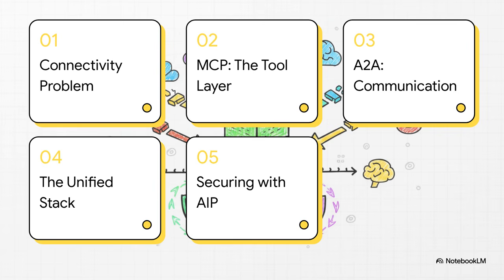So here's our roadmap for today. We'll start with the connectivity problem, then break down MCP as the tool layer and A2A as the communication layer. After that, we'll look at the unified stack, and finally wrap up with how to secure it all using AIP. Let's get right into it.